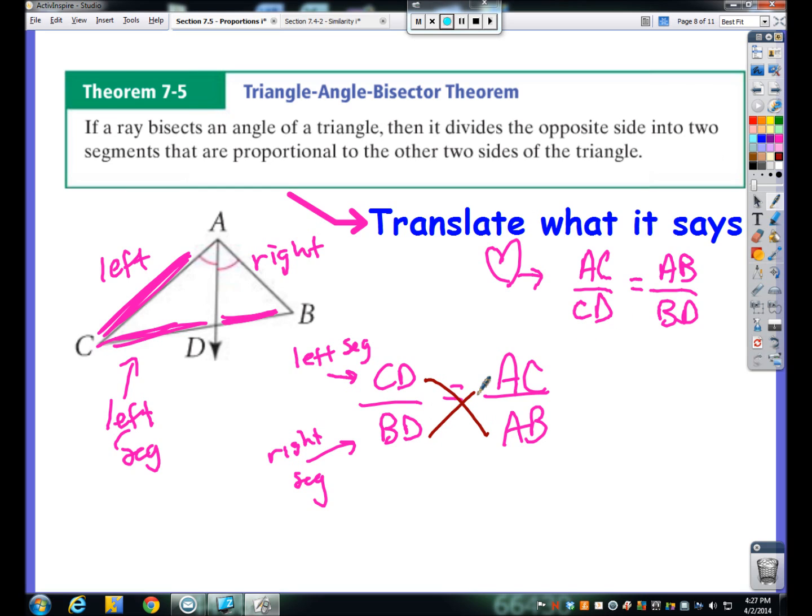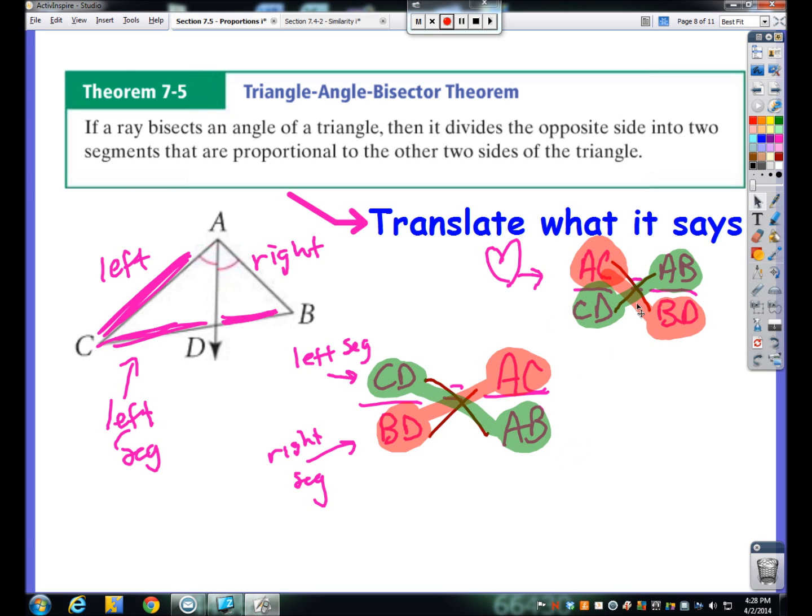Look at what happens when you cross multiply both of these. The AC gets multiplied with the BD. Does that happen here? Yeah, the AC gets multiplied with the BD. It works out. CD here gets cross multiplied with AB. Same thing happens here, just in a different order.